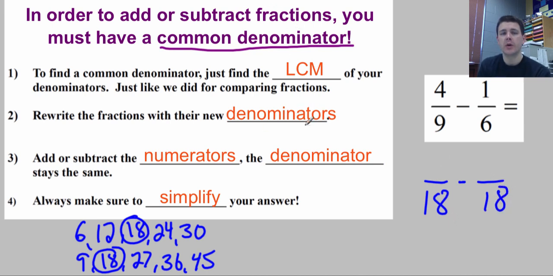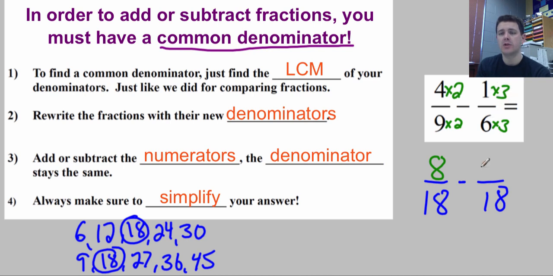Next part is we're going to rewrite them with the new denominator. Remember the rule, whatever we did to the denominator, we have to do the same thing to the numerator. So I ask myself, what did I do to 9 to make it into that 18? Well, I multiplied times 2. So I'm going to do the same thing up top. 4 times 2 is 8. What did I do to 6 to get to 18? Oh, well, I multiplied times 3. So do the same thing to the top.